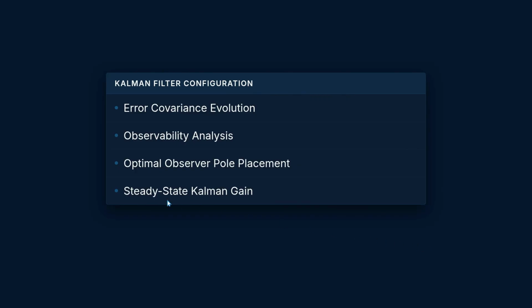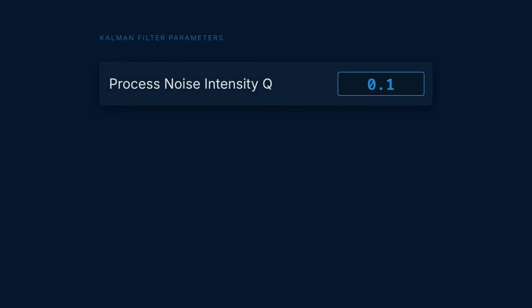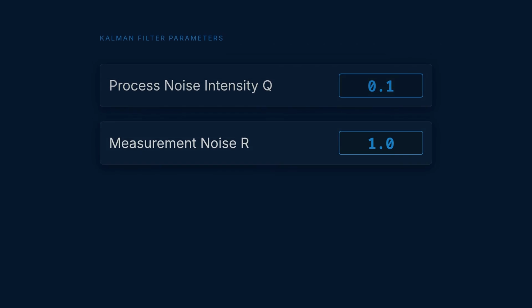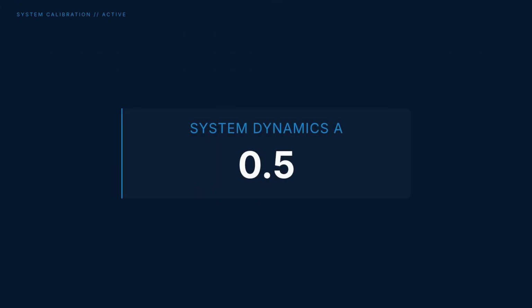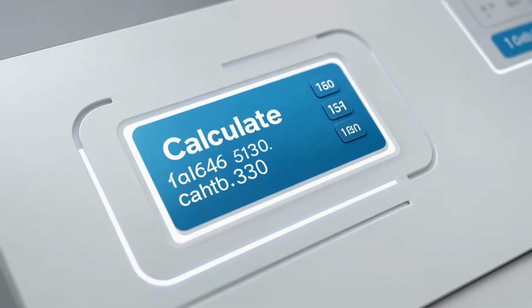For this demonstration, I'm using Steady-State Kalman Gain mode. The main input fields are Process Noise Intensity Q with variance, set to 0.1, Measurement Noise R with variance at 1.0, System Dynamics A at 1.0, and Measurement Matrix H also at 1.0. Let me walk through a calculation.